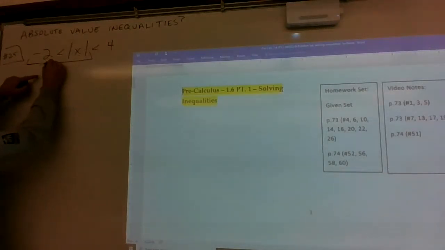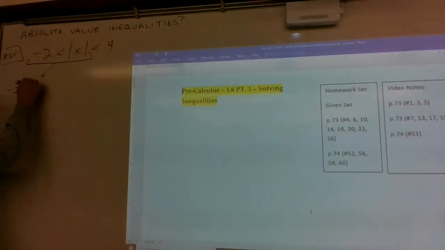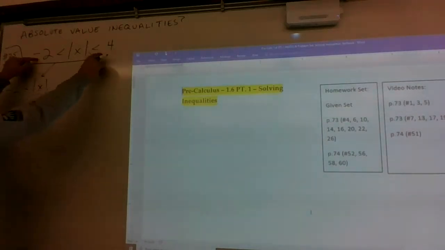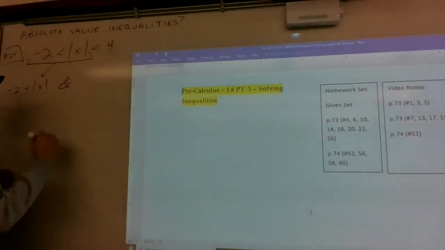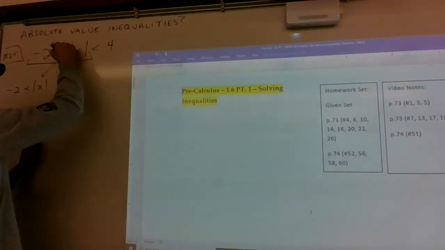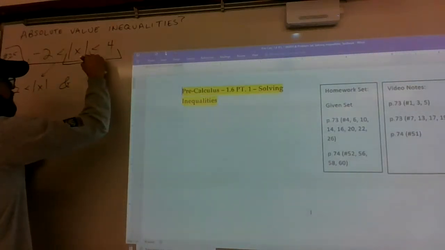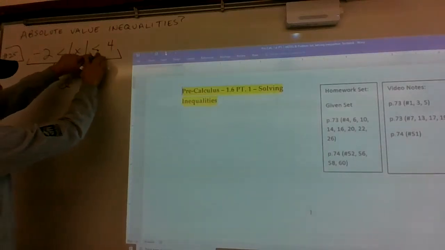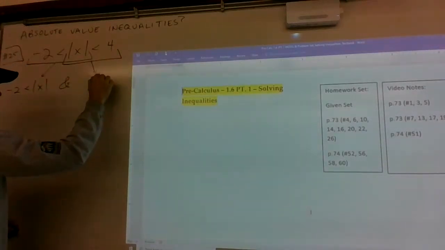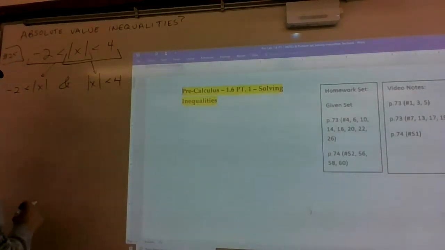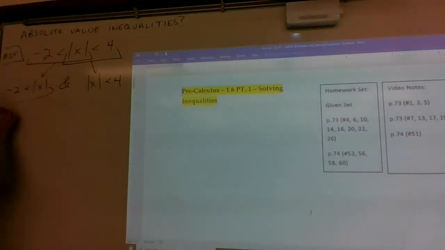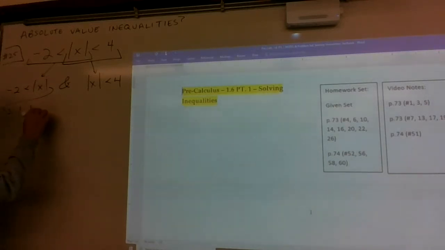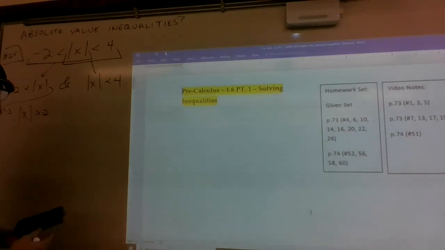We can solve negative 2 is less than the absolute value of x. A connected statement implies an and situation. So then we can say, and this is our other one, the absolute value of x is less than 4. All right, I'm going to rearrange this one just to see it better.